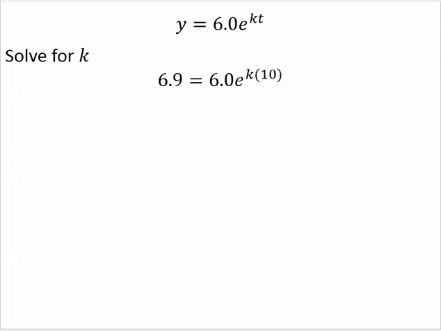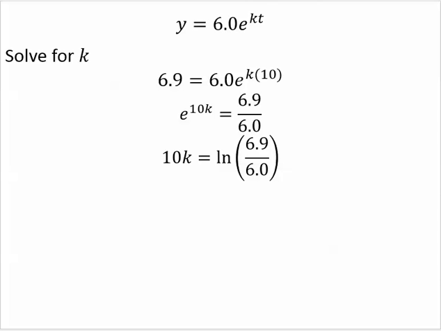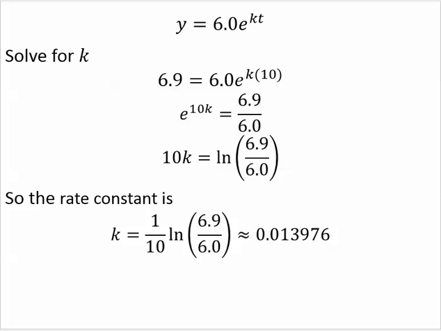To solve for k, I first divide both sides by 6.0, and then take the log of both sides. Divide by 10, and then after I divide by 10, I pull up my calculator so that I can get an estimate. Now, how many places you use will determine what type of accuracy you want. We're going to round to 2 significant digits, so 3 places.